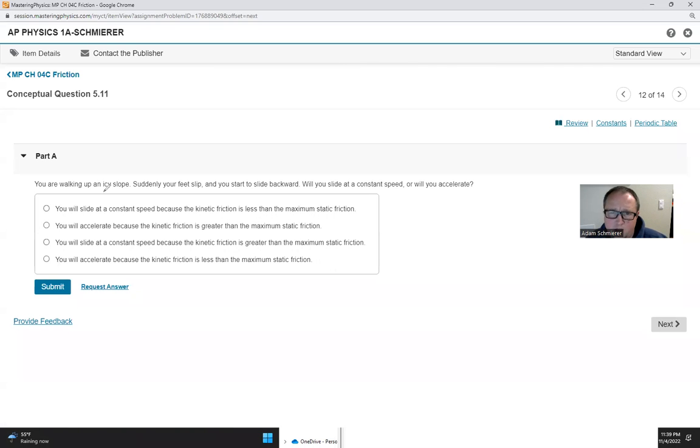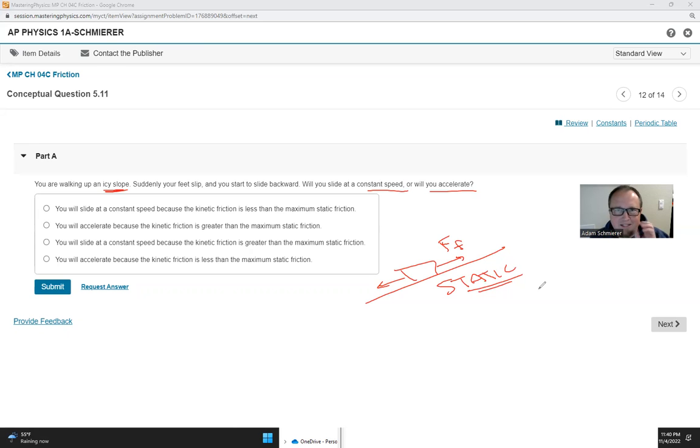Here we go. So you walk up an icy slope. Ooh, snow's coming. Suddenly your feet slip. No bueno. Will you slide at constant speed or will you accelerate? I'm not even going to read the answers because they're just going to mess with me. So I'm going to think of my own first. So when I'm walking up, I've got something pulling me down the ramp. Well, what's keeping me up the ramp is friction. But at the beginning, when I'm walking, my feet aren't sliding. So that's static friction holding me.